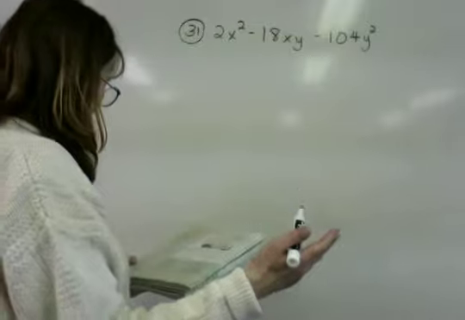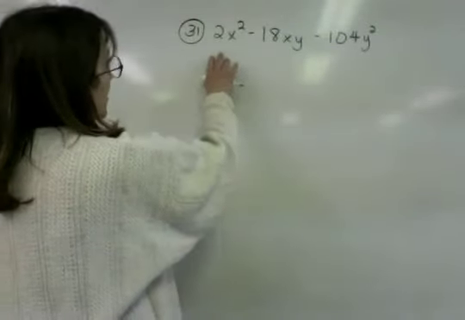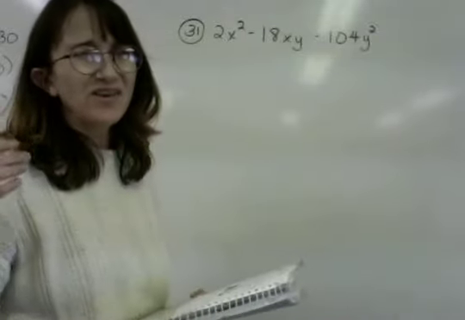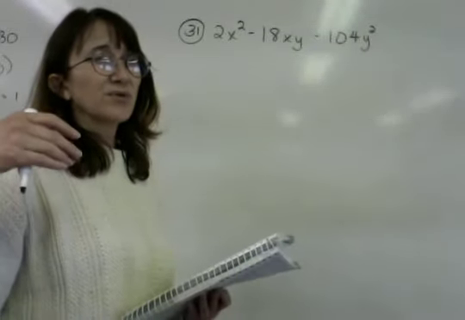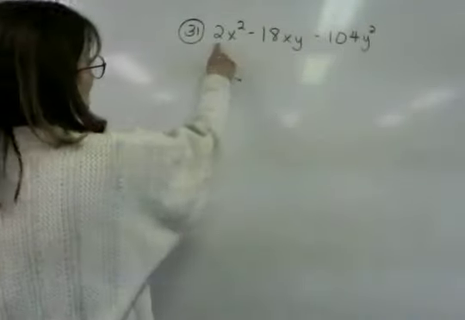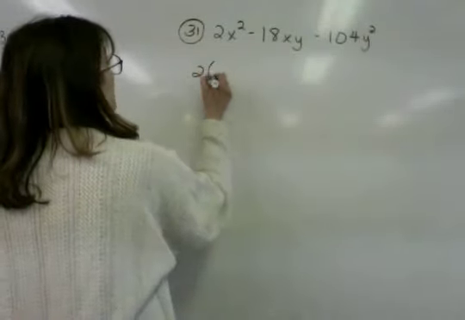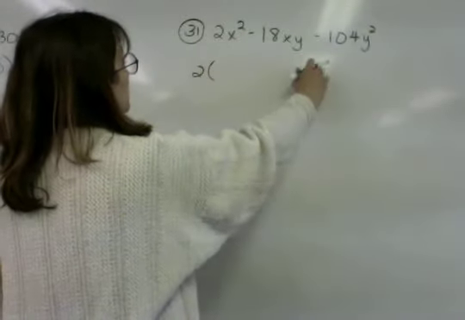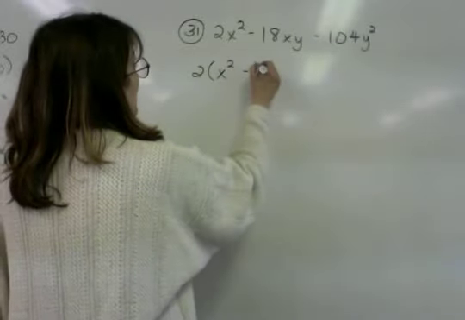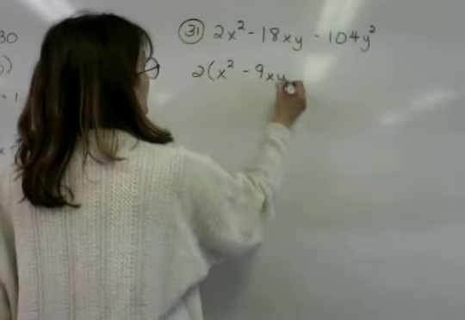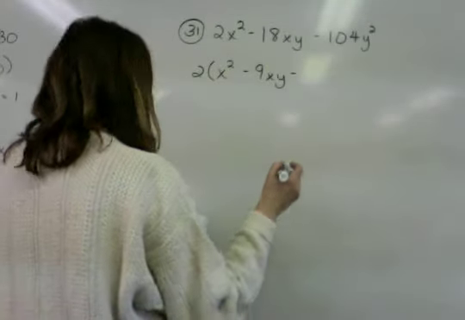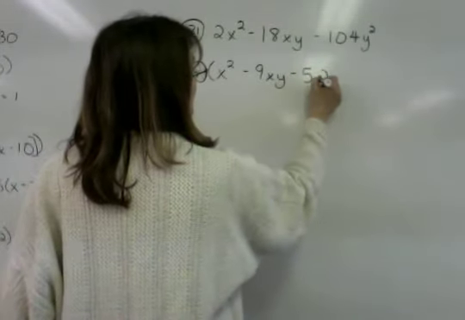But right off the bat, you can say, all right, 2, 18, 104. Those are all even numbers. So what would be common between all of them? Obviously, the 2, because it's the smallest one. So the first thing I'm going to do is factor out the 2 from each one. This simply becomes an x squared. That's going to become 9xy. And then the 104, when I divide that, hold on, I was just checking my math, that would be 52y squared.